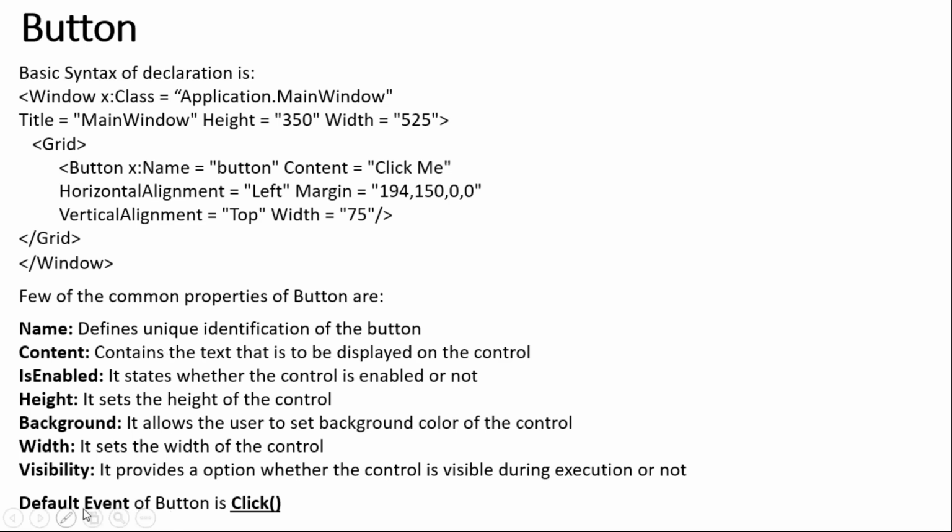What is the default event of button? Same as Windows Phone, it is the click event. So remember this thing, only 4 lines of this syntax, and for 2 marks you write either 3 to 4 properties from this and write down this default event. That's it. Clear? Any questions in this?